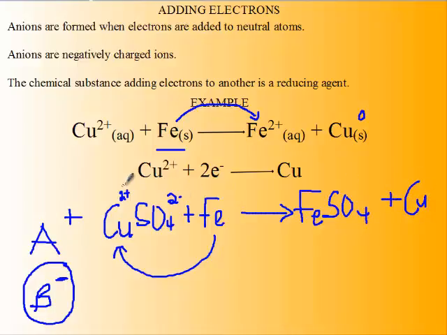Now the copper has moved from 2+ to 0. The iron has moved from 0 to 2+. So in displacement reactions of metals, there is donation of electrons. Now in this case, iron is a reducing agent because it has donated electrons to copper.